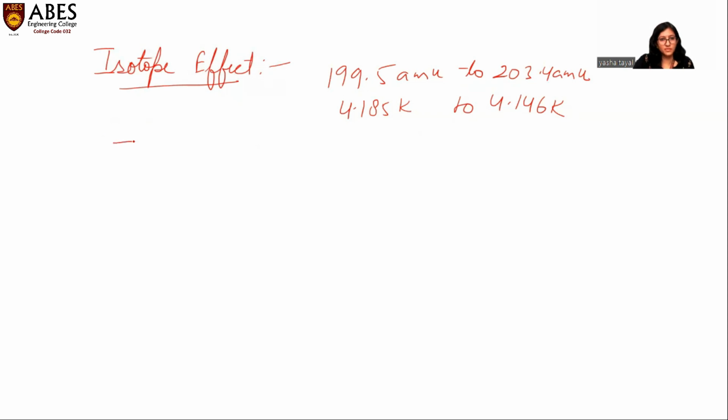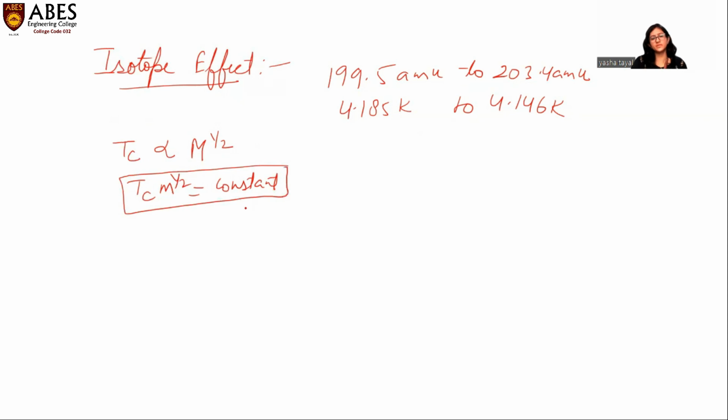The formula generated for this particular behavior is that the critical temperature is inversely proportional to the square root of the isotopic mass. Or we can simply write it as a constant, if we want to study a material with a combination of other elements. So this was observed under the isotopic effect.